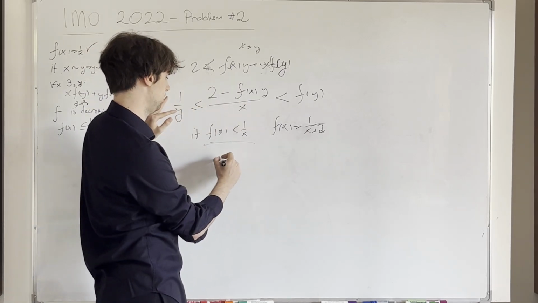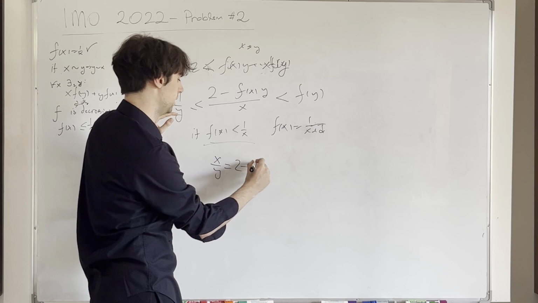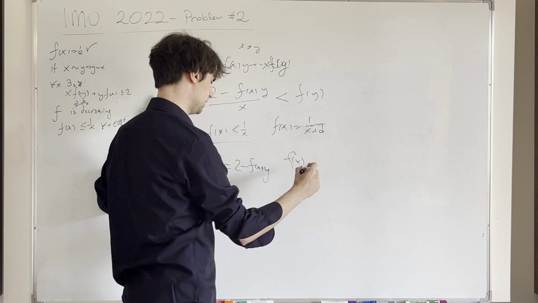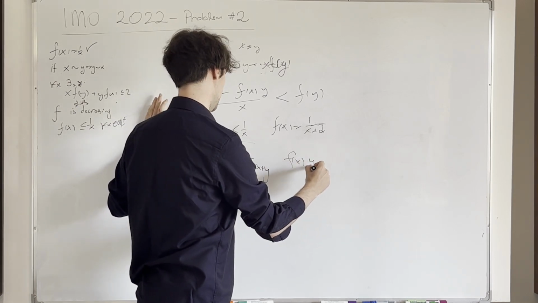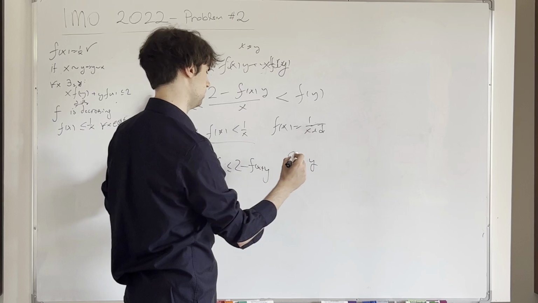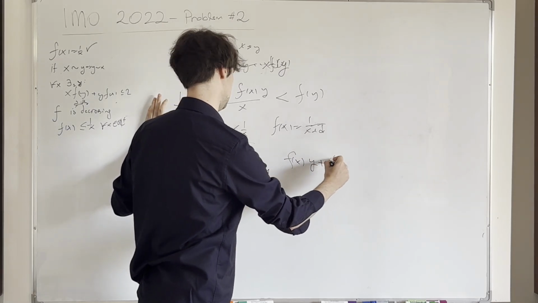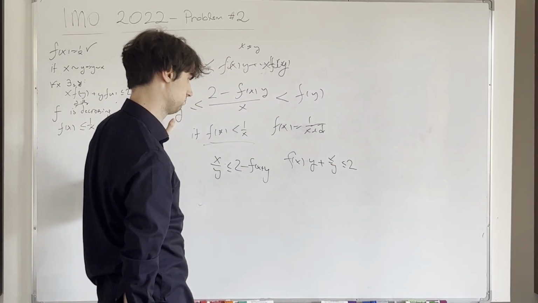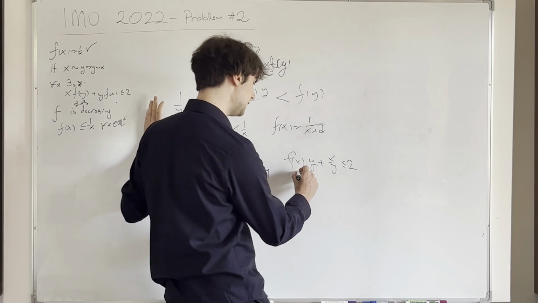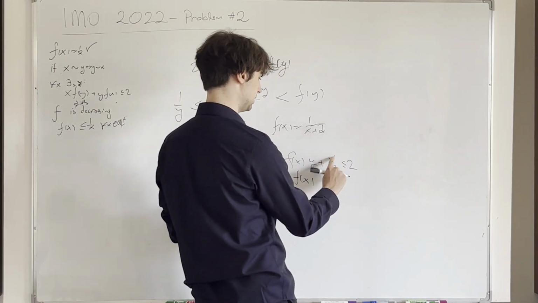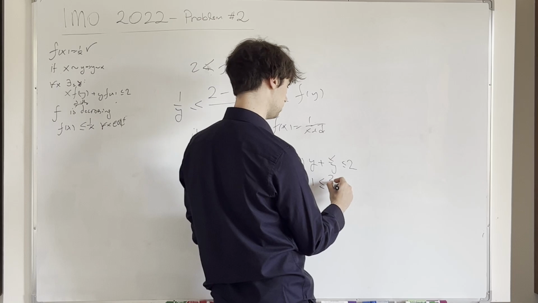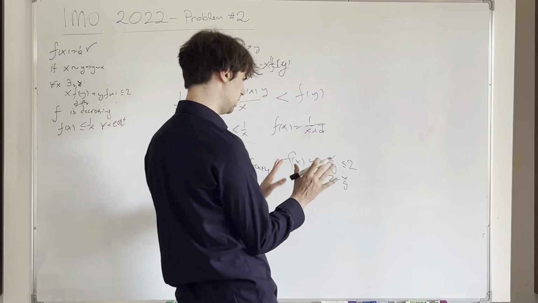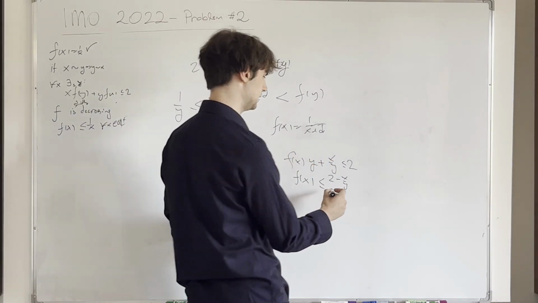Or even equality. So x over y would need to be 2 minus f of x times y. I need to have f of x times y less than or equal to 2, plus x over y less than or equal to 2. I'd really need f of x, if I'm just writing things out in terms of f of x, to be less than or equal to 2 minus x over y. I'm going to need to pick a specific y to make sure this is the case.